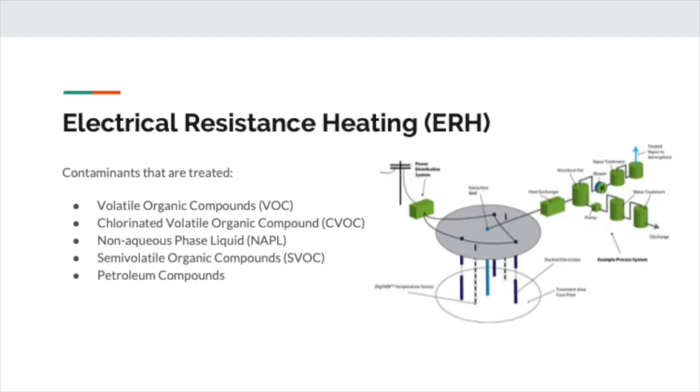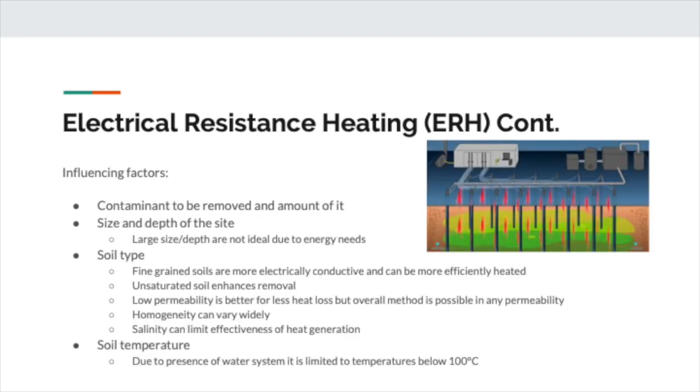Some of the contaminants treated using electrical resistance heating include volatile organic compounds, chlorinated volatile organic compounds, non-aqueous phase liquid, semi-volatile organic compounds, and petroleum compounds. Some influencing factors for electrical resistance heating include the contaminant to be removed and the amount of it, and the size and depth of the site, where large size and depth are not ideal due to energy needs.